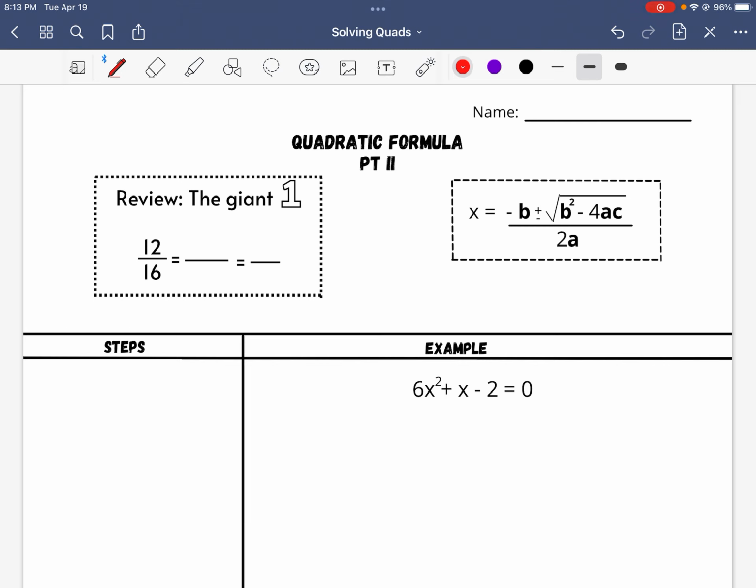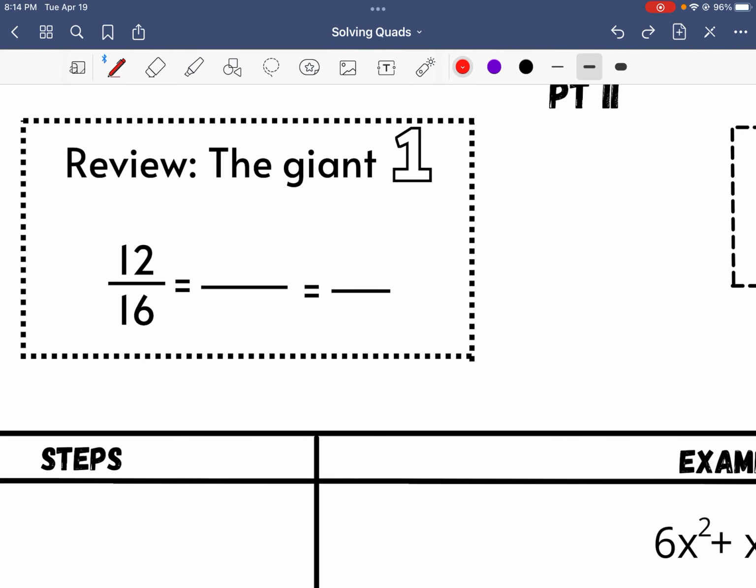Now before I get started, I actually wanted to review something that is called the giant one. So you should have this worksheet in front of you, and right here I made a little note section for you. So right here, 12/16, this is a fraction. And when I use the giant one, what I want to do is reduce my fraction. Reducing fractions.